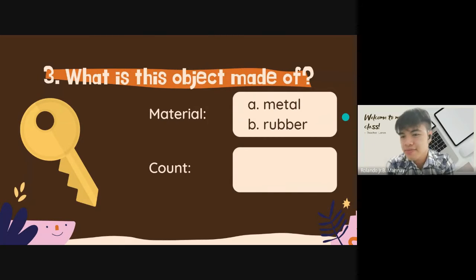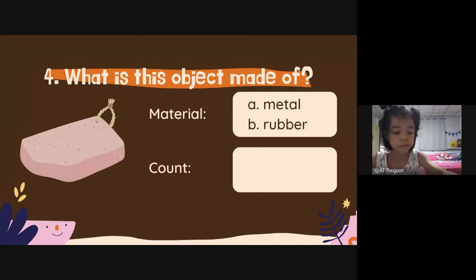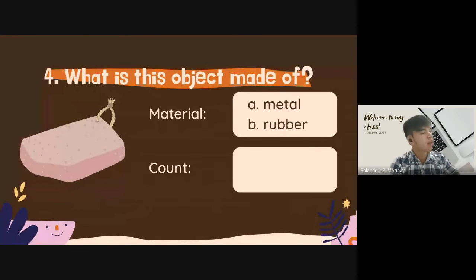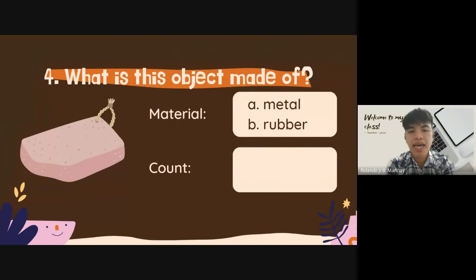Next. Finished? Okay, let's go to number 4. What is this made of? Number 4 is a foamy stone. A, metal, B, rubber. Oh, I think the choices are wrong.